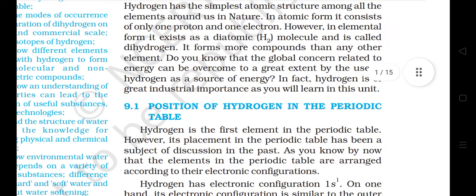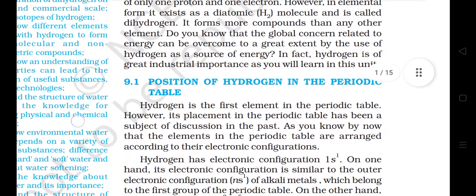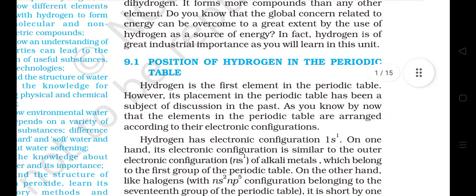It forms more compounds than any other element. Do you know that the global concern related to energy can be overcome to a great extent by the use of hydrogen as a source of energy? In fact, hydrogen is of great industrial importance, as you will learn in this chapter.